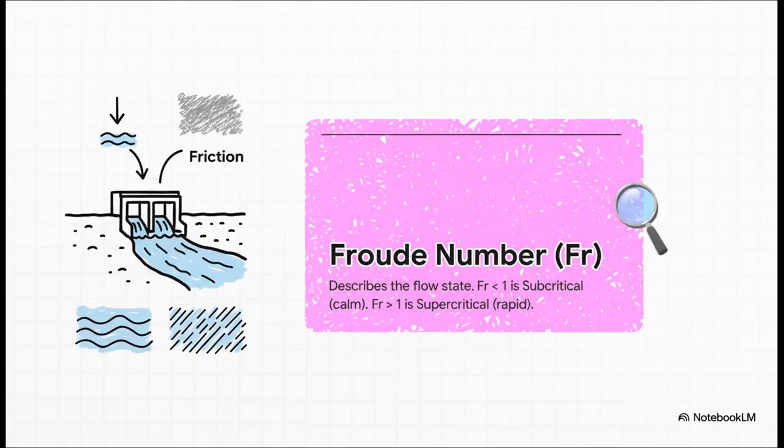Now, for the bottom part of that fraction, the flow state. This is measured with something called the Froude number.